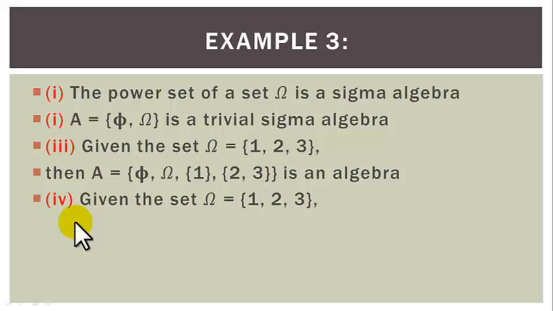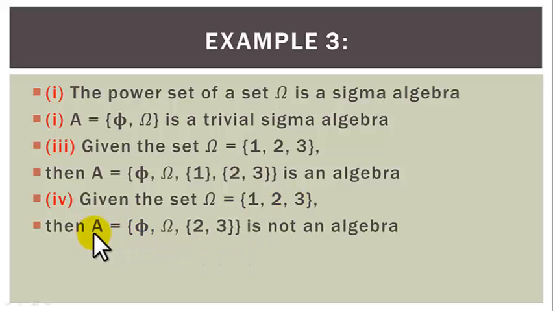Example 4. Given the set omega equal to the set of elements 1, 2, and 3, then the class of sets A, defined as the set containing empty set, omega, and the set 2, 3, is not an algebra. As you can see, when you try to check the 3 conditions, empty set and omega are there in A. That's the requirement number 1. Then for any element here, the complement must also be there.